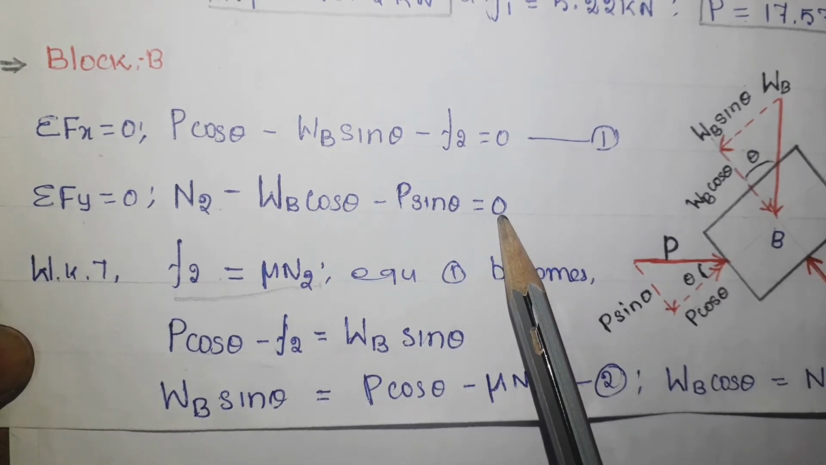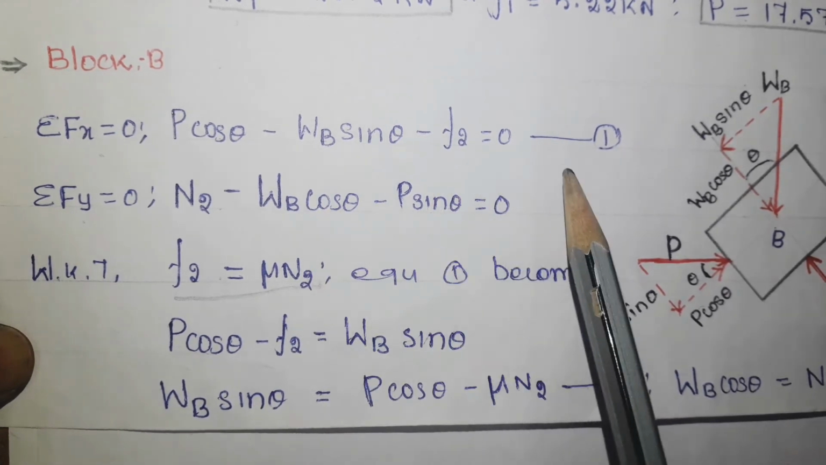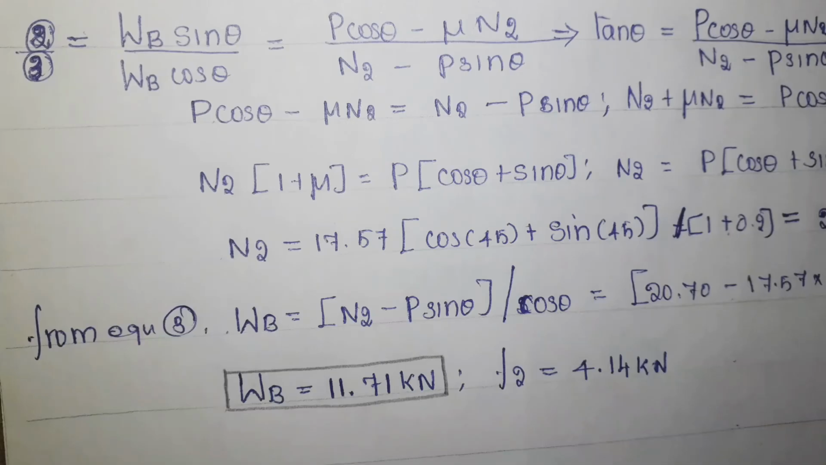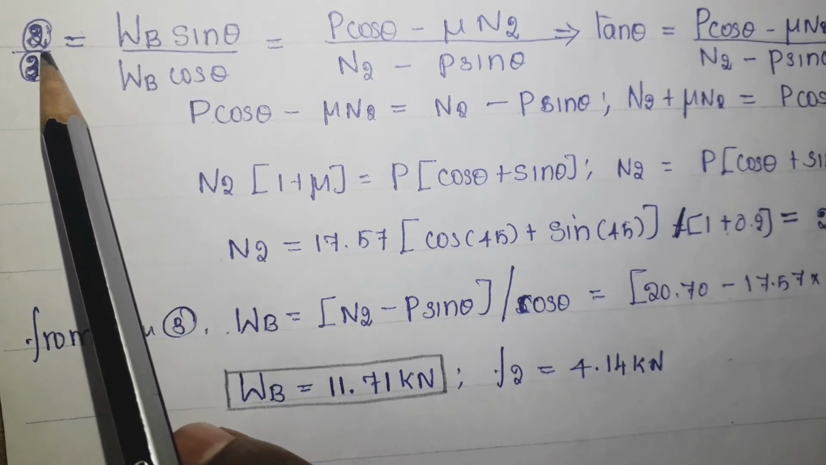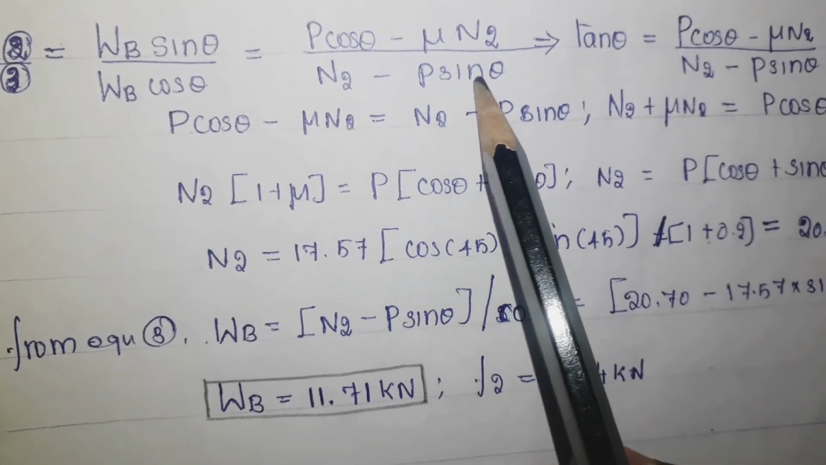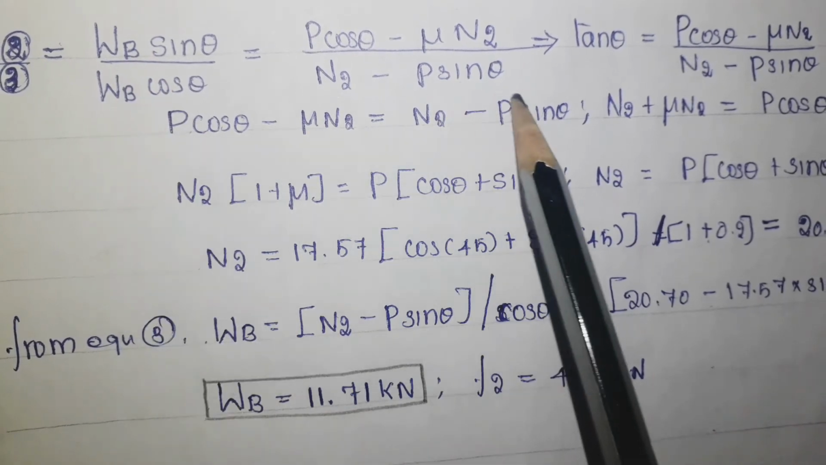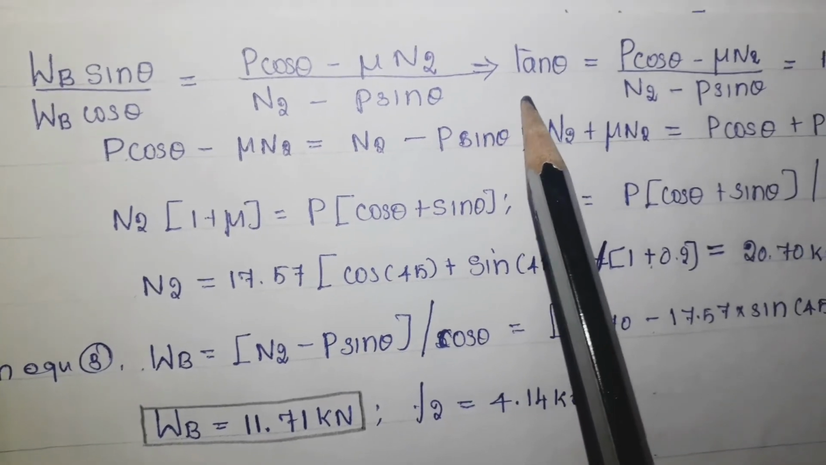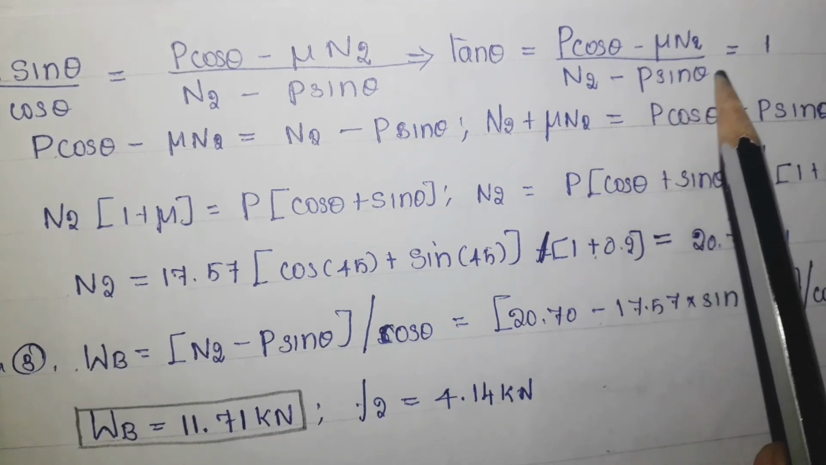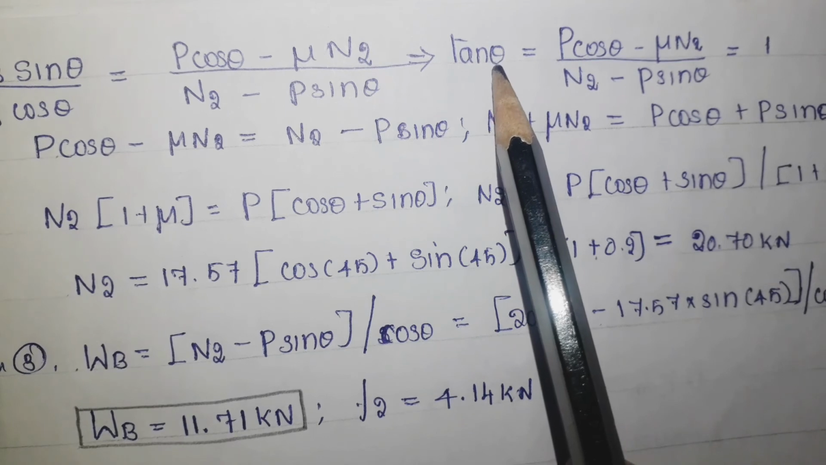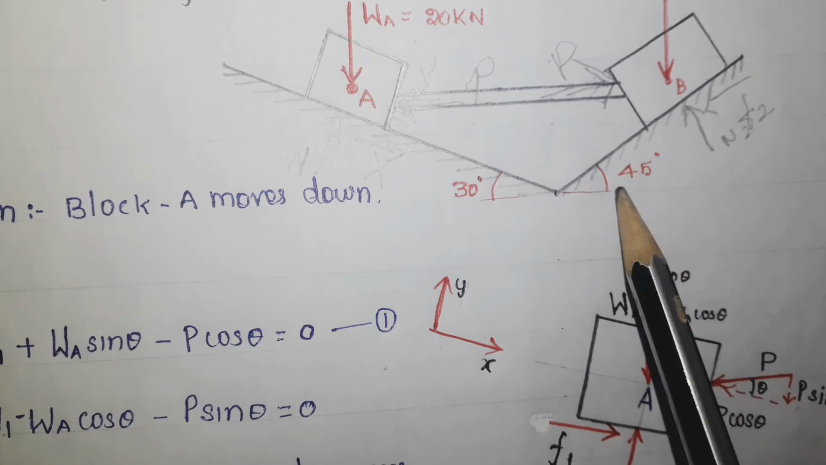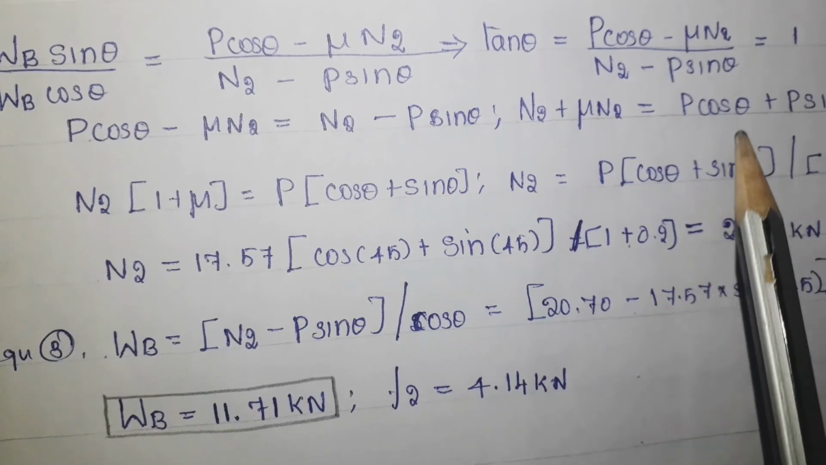Now take this equation with WB cos theta on the right hand side, and take that one as equation number 3. Now divide these two equations, 2 by 3, and you will get WB sin theta over WB cos theta. Now you can cancel these two terms, so you'll get tan theta equal to (P cos theta minus mu N2) divided by (N2 minus P sin theta). In the place of theta you just substitute 45 degrees. 45 degrees means this angle. You'll get the answer as 1.